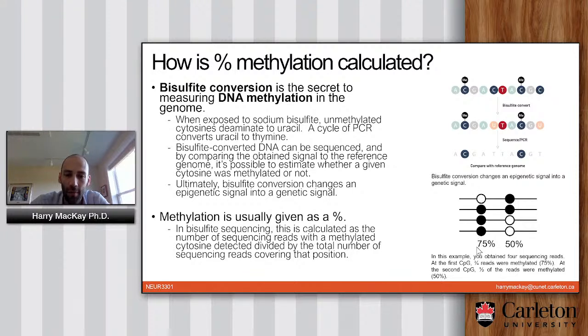So you can take all of your data and say, okay, in this particular position, we've got 3 methylated cytosines and 1 unmethylated cytosine. That means that position is 75% methylated. The next position down, we've got 2 that are methylated and 2 that are unmethylated, and that would mean that the position is 50% methylated. And you can go on down the line and make your calculations that way.